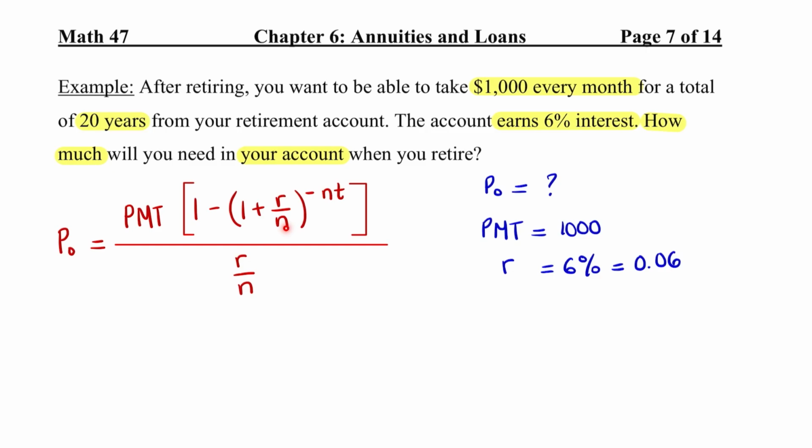N is the number of compounding periods per year. In this case, I want to take out $1,000 every month, so I'm assuming that the interest is also compounding monthly. So N is 12. T is the number of years I plan to take withdrawals. So in this case, T is 20. I will substitute PMT with 1,000, R with 0.06, N with 12, and T with 20, and I'll solve for P of 0.